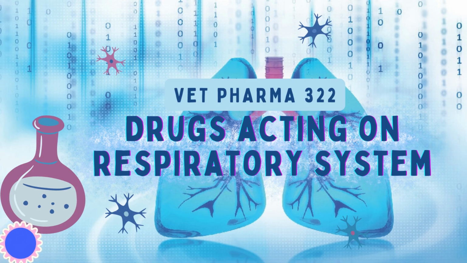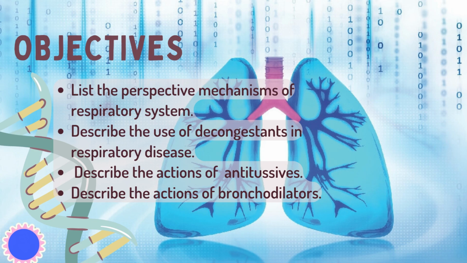Vet Pharma 322, drugs acting on respiratory system. Learning objectives. List the prospective mechanism of respiratory system. Describe the use of decongestants in respiratory disease. Describe the action of antitussives and describe the actions of bronchodilators.